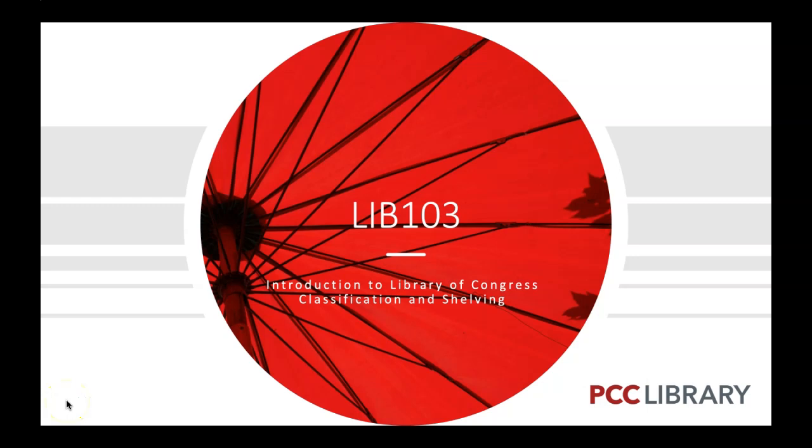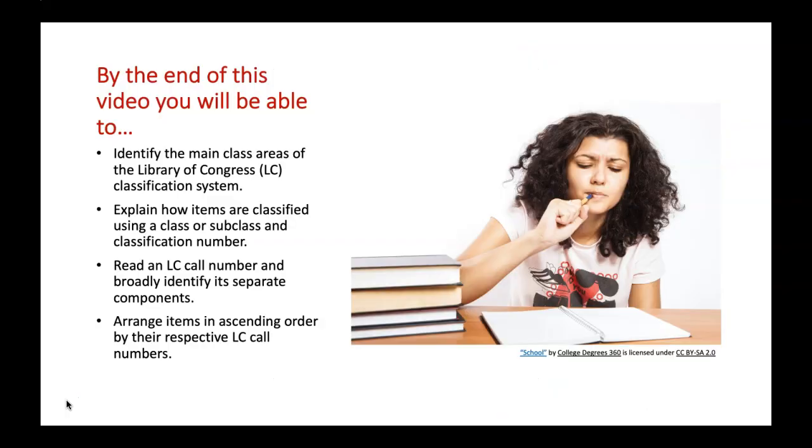You may be familiar with finding books via the Dewey Decimal System at your local public library. However, many academic libraries, including PCC Library, use the Library of Congress Classification System, or LC, to classify and shelve books within their respective subject areas.